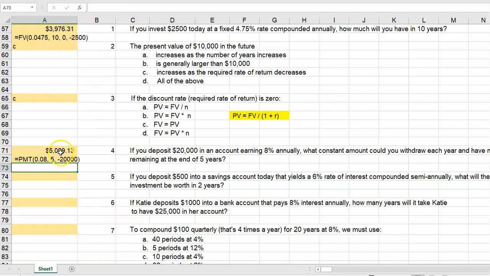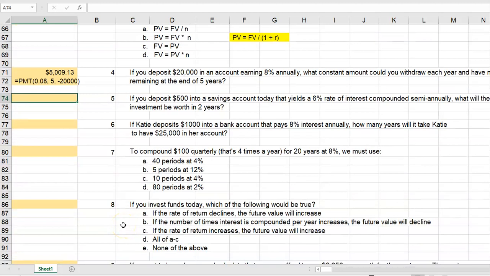So, again, if you can start off remembering what question you're answering, am I getting the payment, the present value, whatever, you're already partway there. Okay, you deposit $500 in a savings account today. Okay, that's going to be negative $500 someplace. 6% interest semi-annually. Ouch. 2 times a year. What will the investment be worth in 2 years?